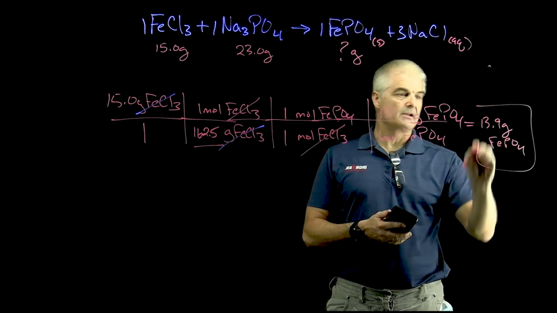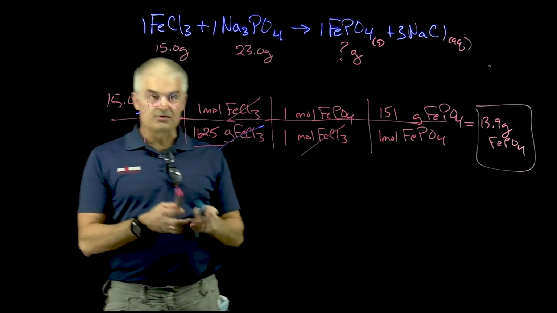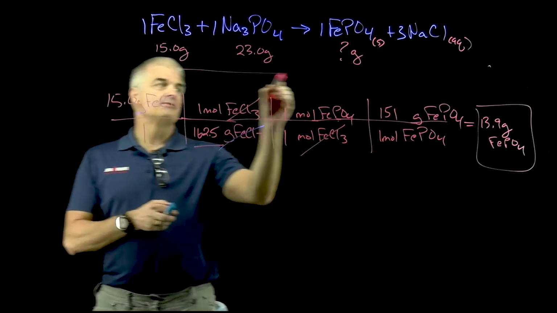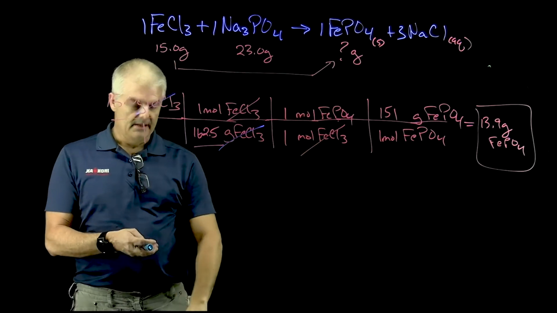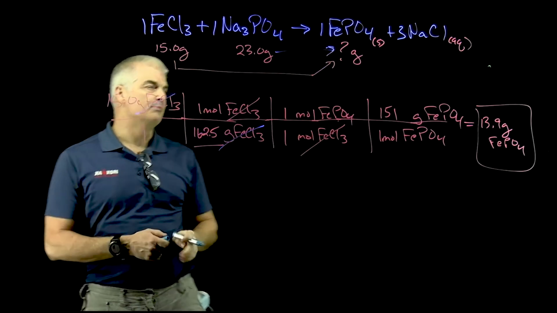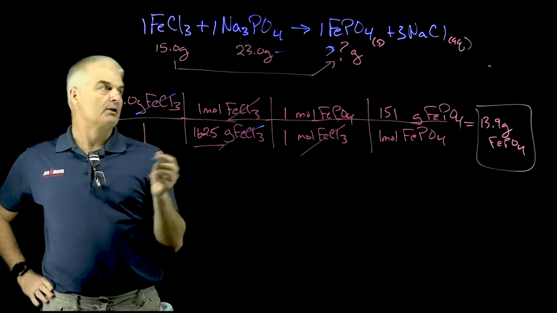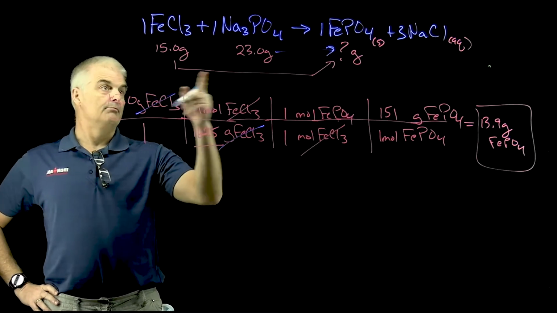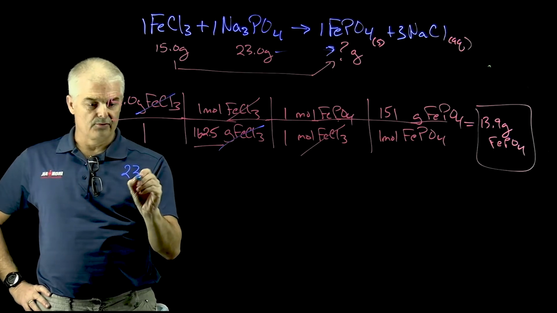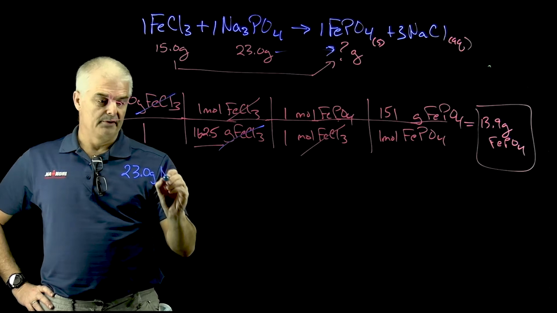Now that's not necessarily the right answer. Watch this up here. Let's do the second one. So what I've done, right, I converted grams of this to grams of this. Now what I'm going to do is convert grams of sodium phosphate to grams of FePO4 and then see what my resultant answer is. And then we'll compare, you'll see. So if I'm going to say, well, boom, 23.0 grams of Na3PO4, right?